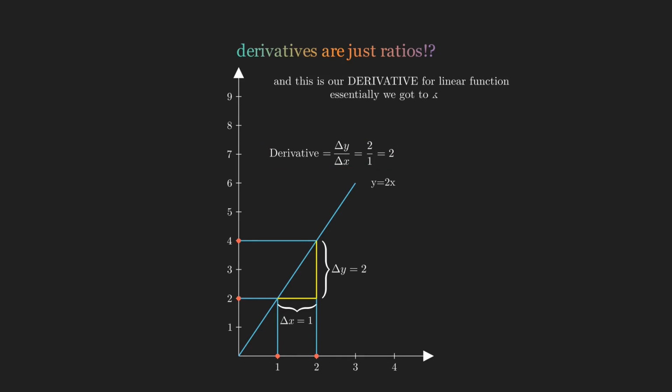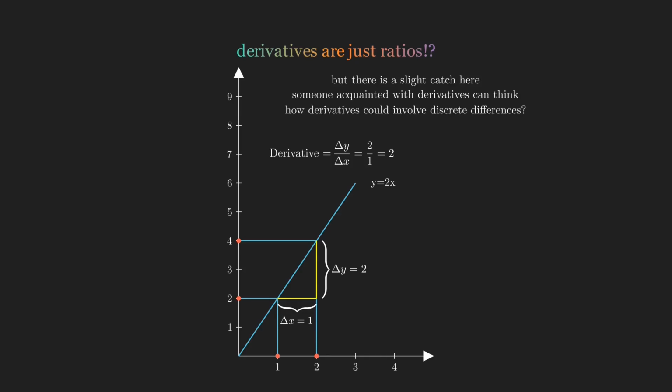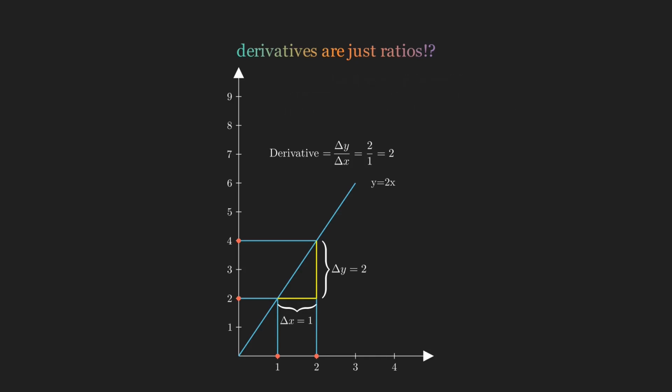Essentially, we got to know that change in y is twice the change in x. But there is a slight catch here. Someone acquainted with at least intermediate knowledge of derivatives can wonder how derivatives could involve discrete differences, because we know derivatives as this formula and not this. The difference between them is that the one on the right is the ratio of infinitesimally small changes in x and y, and the one on the left is the ratio of finite changes in x and y, that is, discrete differences.